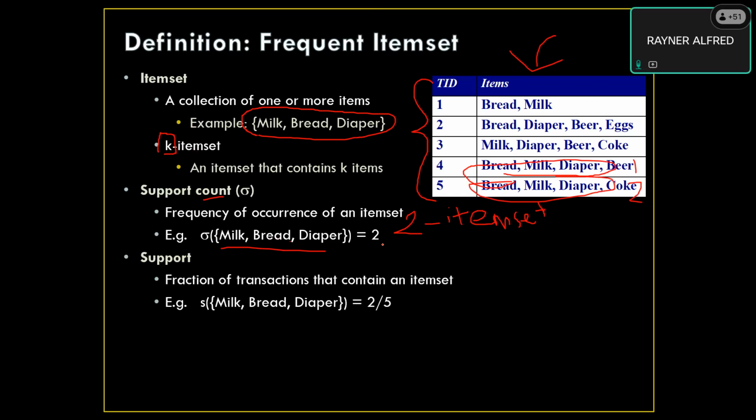But when we define support, support is the fraction of transactions that contain an item set. We have 2 just now, so we have 2 out of 5. So the support is defined as the fraction of transactions that contain that particular item set, which is 2 over 5. The support count is just counting; the support is the fraction of transactions that contain an item set, based on your full data set.